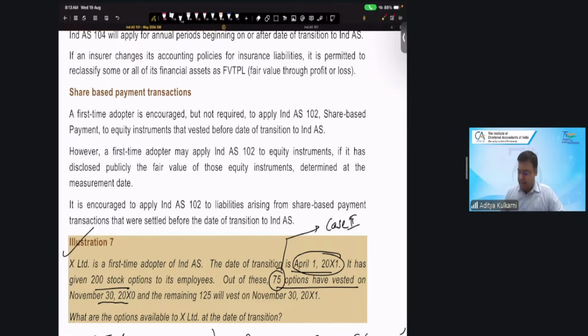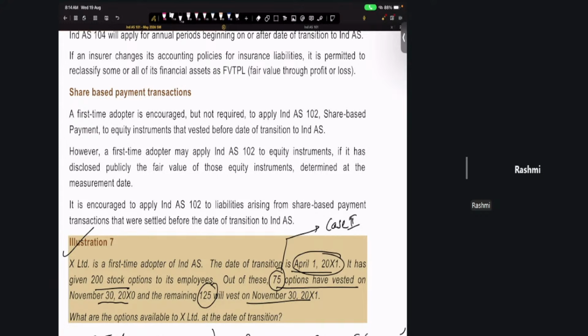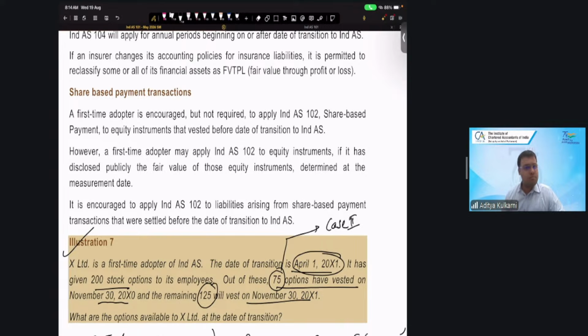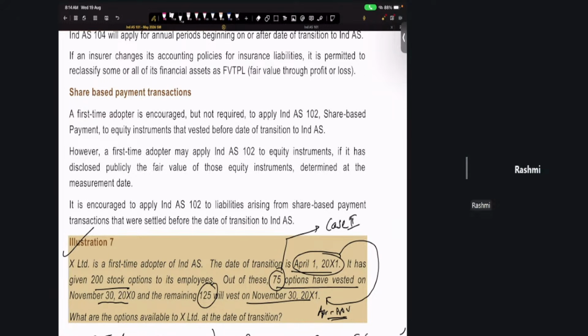And second case, remaining 125 will vest after the transition date. Yes, sir. So here, do I have a transition relief? No, because you have to book an employee benefit expense for April to November. Yes or no? Yes, sir. So this has to happen at fair value. This cannot happen at intrinsic value. Yes or no? Yes. So here you have to follow fair value.